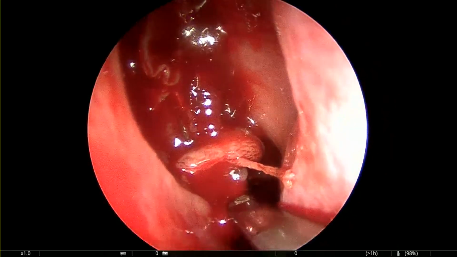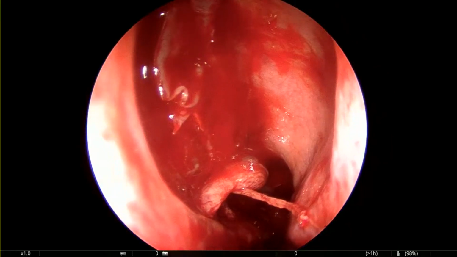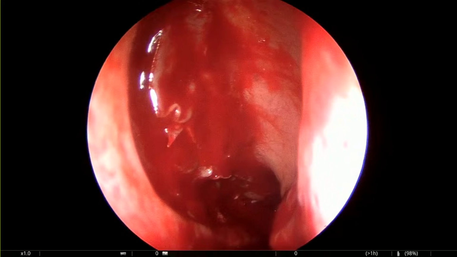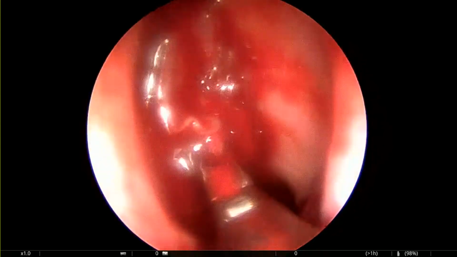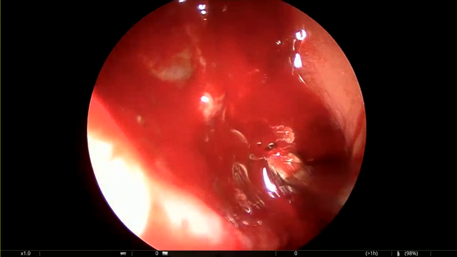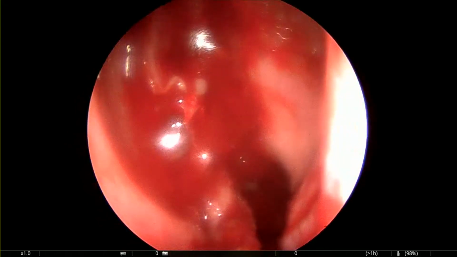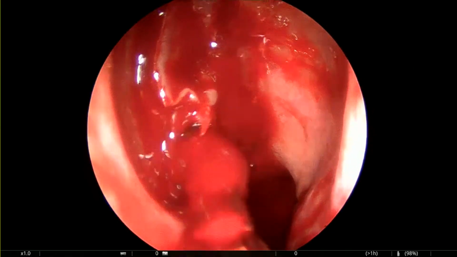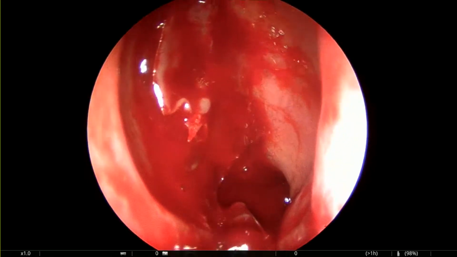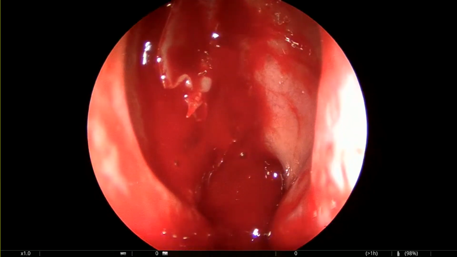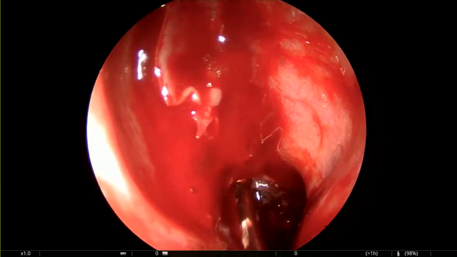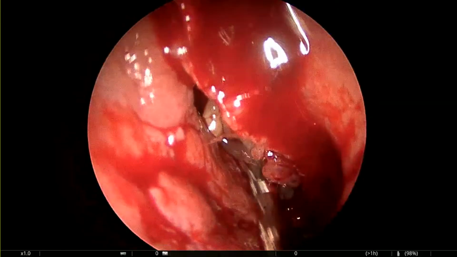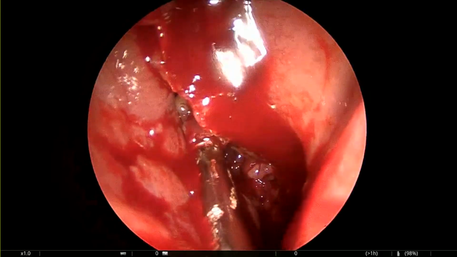I'm going to expose the posterior part of the olfactory cleft. But it looks like chronic sinusitis, the second type, non-invasive, an ecological disease.